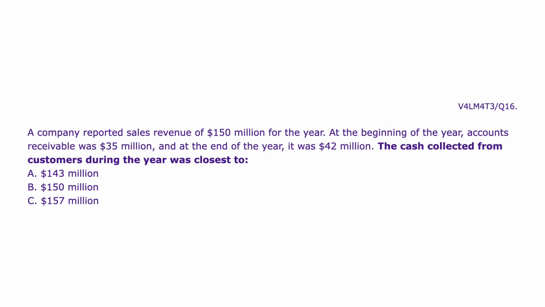A company reported sales revenue of $150 million for the year. At the beginning of the year, accounts receivable was $35 million, and at the end of the year, it was $42 million. The cash collected from customers during the year was closest to A. $143 million, B. $150 million, C. $157 million.